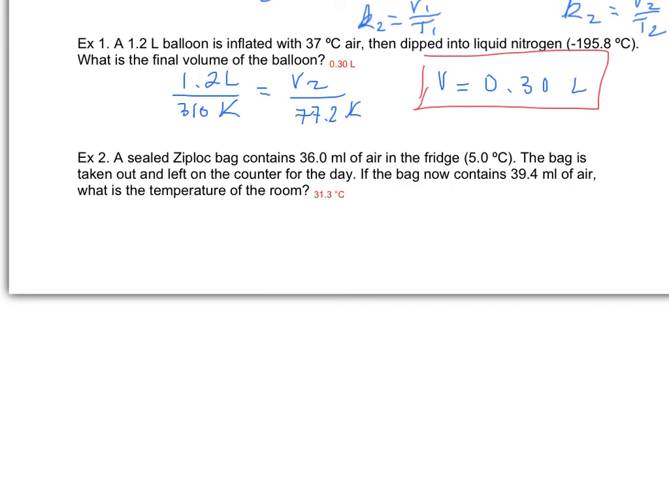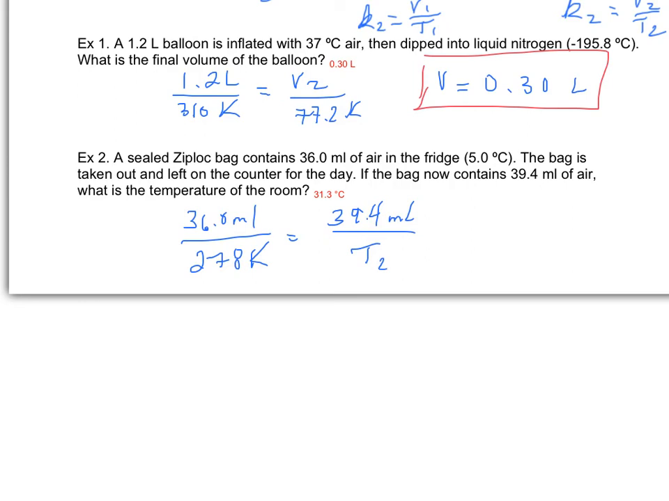Here's the answer for example 2. Let's sub in what we know. We have a bag of air that is 36.0 mL, and it's at 5.0 degrees Celsius. That's 278 Kelvin. After the bag has been left out, it has a volume of 39.4 mL, and we're asked to find the final temperature.